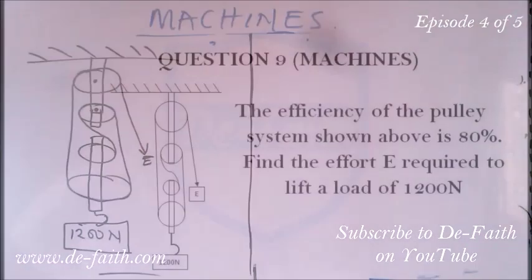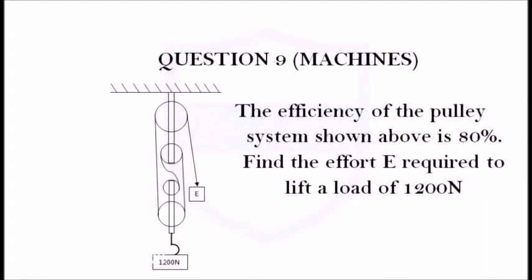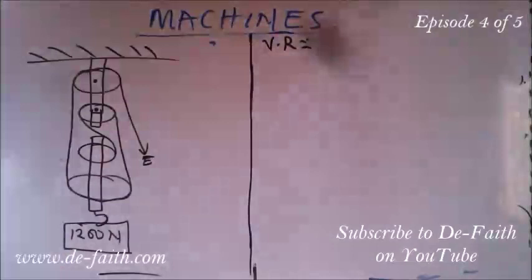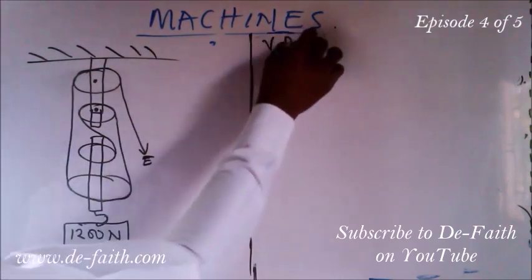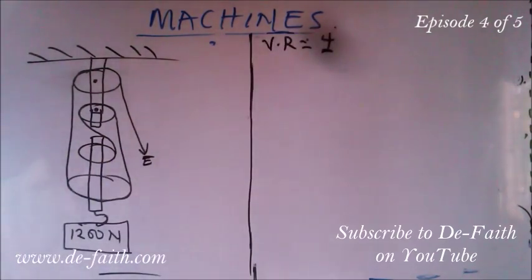This next question says the efficiency of the pulley system shown is 80%. Find the efforts required to lift a load of 1200 Newton. This is an example of a block and tackle system, and the velocity ratio is gotten by counting the number of pulleys that we have there, which is 4. We are told the efficiency is 80%. We are to find the efforts.